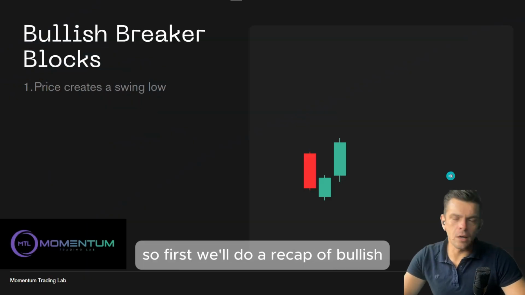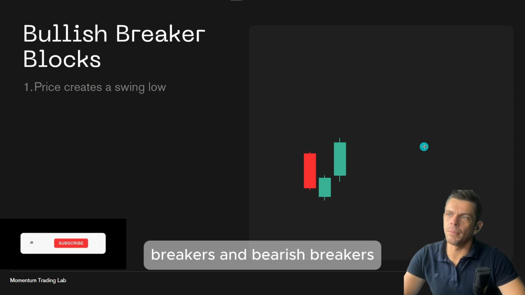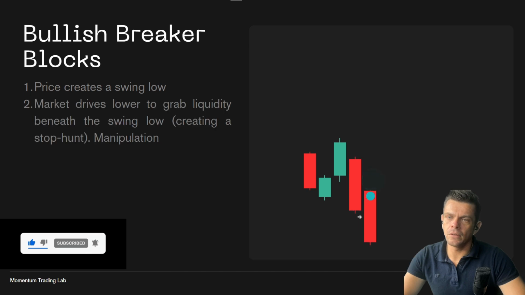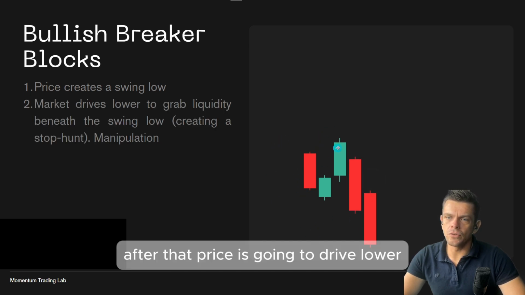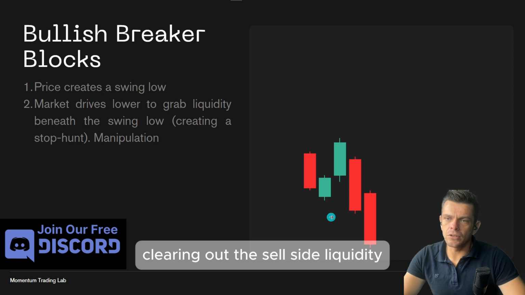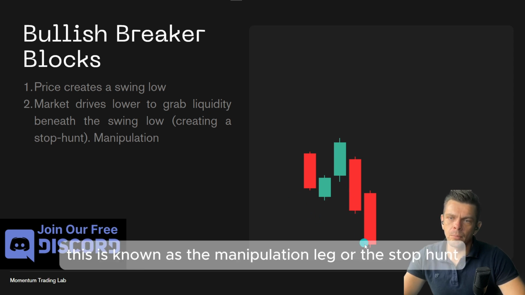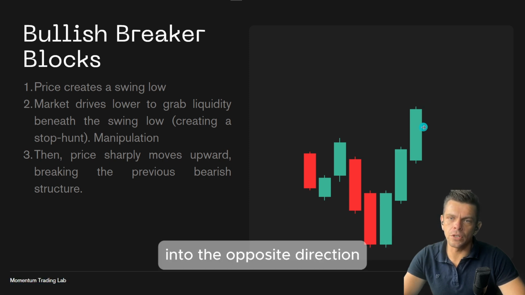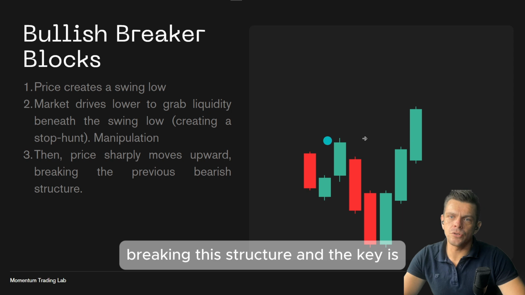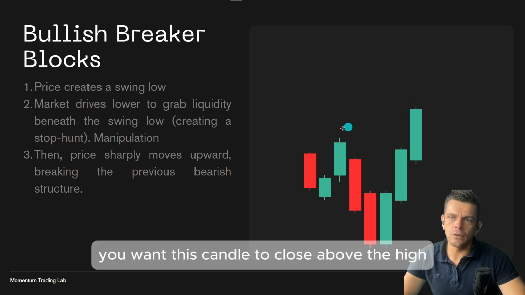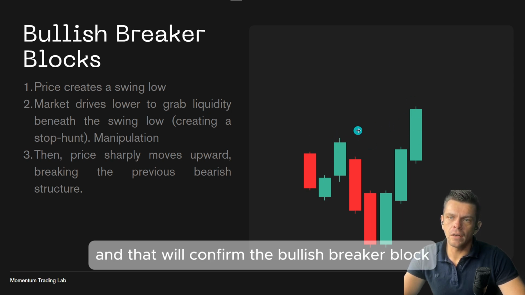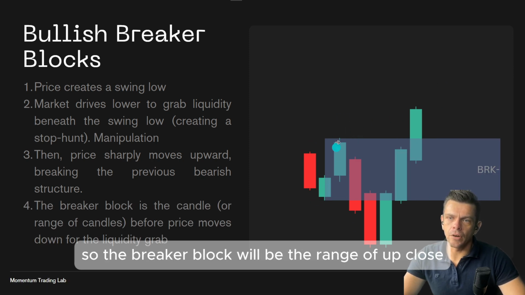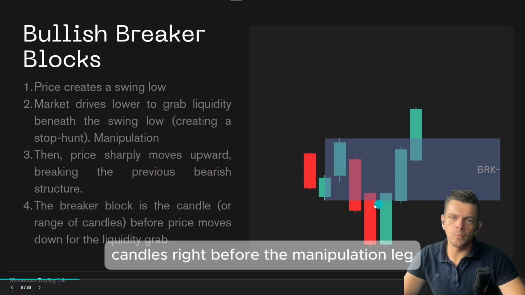Okay, so first we'll do a recap of bullish breakers and bearish breakers. So a bullish breaker, price action is going to create a swing low. After that, price is going to drive lower, clearing out the sell side liquidity. This is known as the manipulation leg or the stop hunt. Price is then going to sharply reverse into the opposite direction, breaking this structure. And the key is you want this candle to close above the high, and that will confirm the bullish breaker block. So the breaker block will be the range of up close candles right before the manipulation leg.